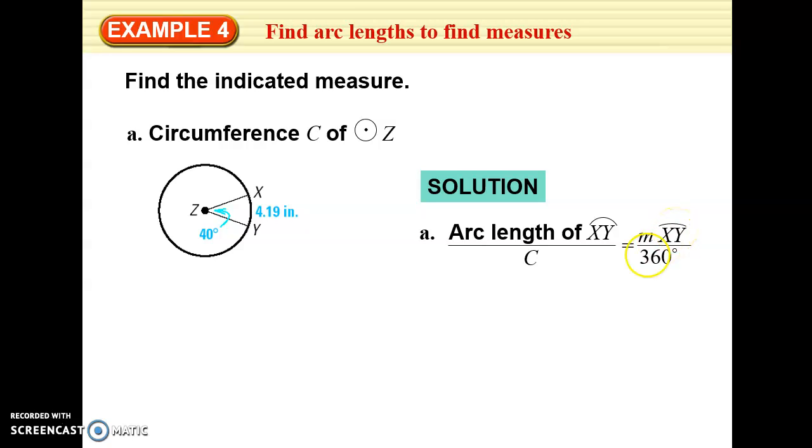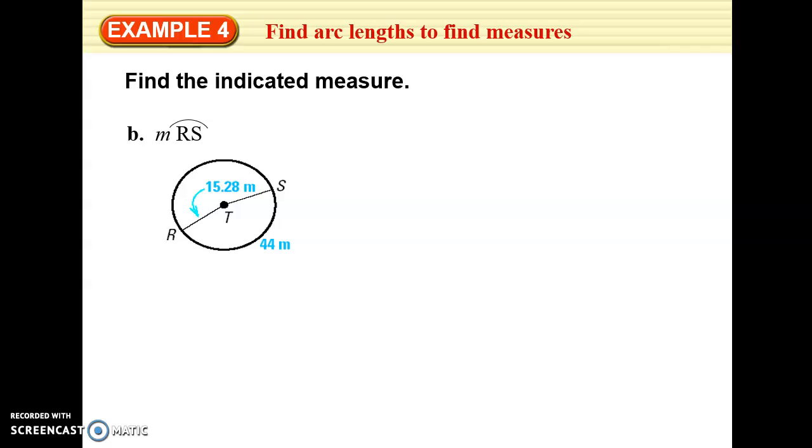Doesn't matter. Now, let's make a substitution. We have the arc length XY, that is 4.19. We have the measure of this arc, that is 40. Let's make the substitution. Now we only have to solve for C. It's simplified, but let's solve for C. And then we have the value, 37.71. That will be this value.